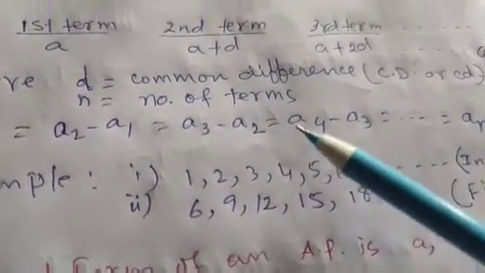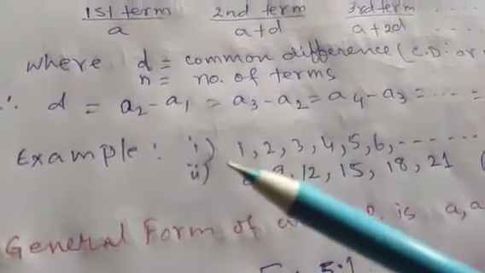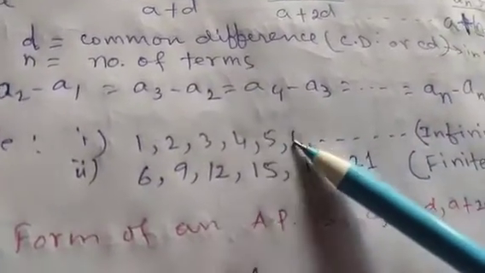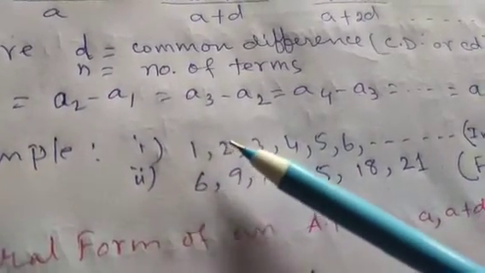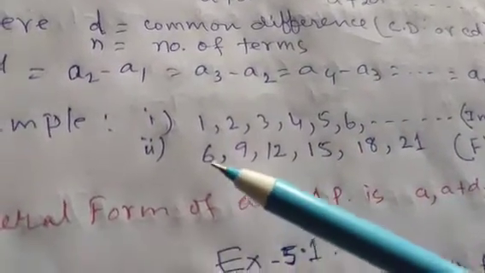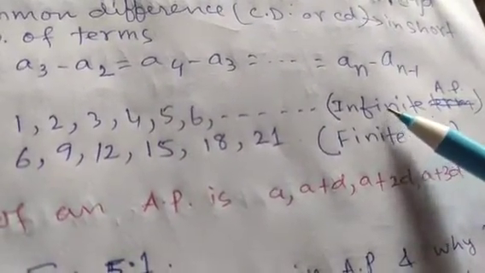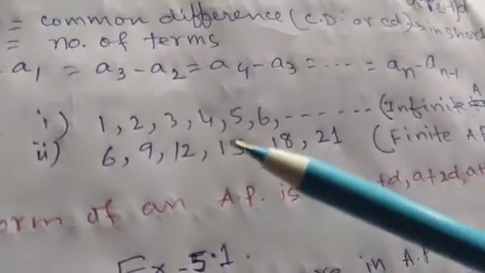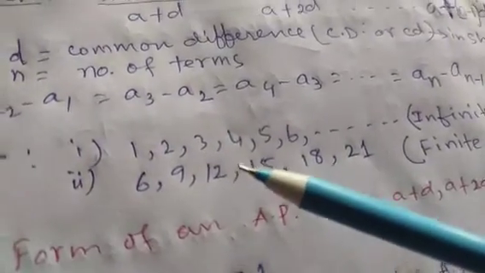So this is the form of AP and this is called AP. Example I am giving you 1, 2, 3, 4, 5, 6, like this. The difference between each term, 2 minus 1, then 3 minus 2, is the same, again 4 minus 3 same, and it is going up to infinity. That's why it is called infinite AP. Don't worry, you will be a very knowledgeable person about the AP.